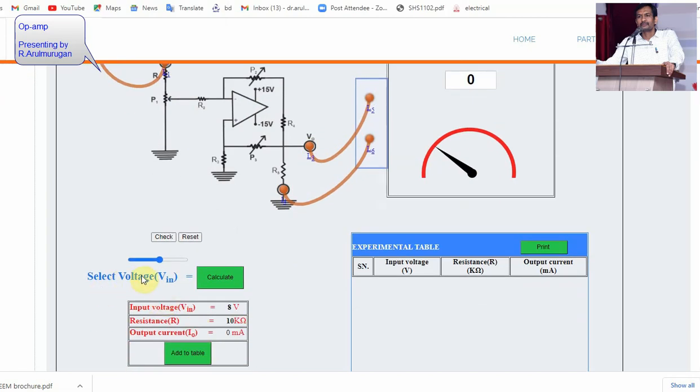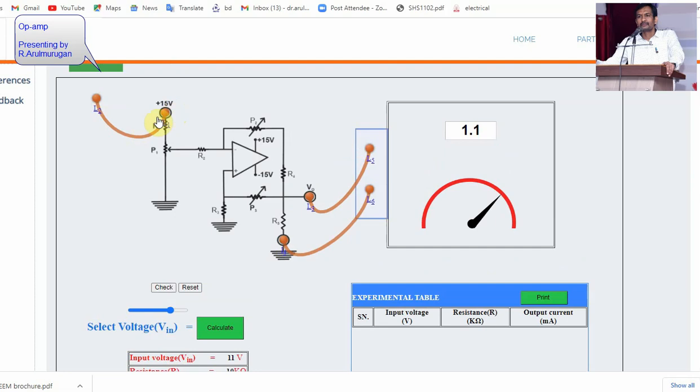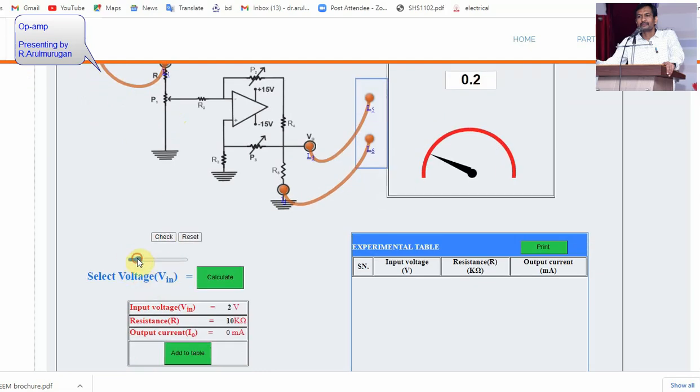So here, select the voltage. Your voltage value, you will go to input voltage 15 volts. So either keep the voltage constant and vary the resistance, otherwise vary the input voltage. Okay, I will vary the input voltage. First I am going to apply the input voltage, so 3 volts I am going to apply.